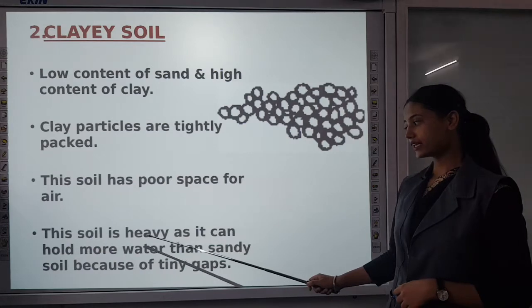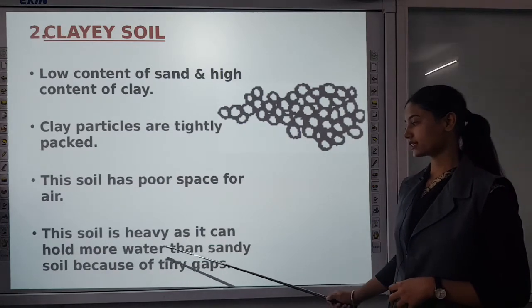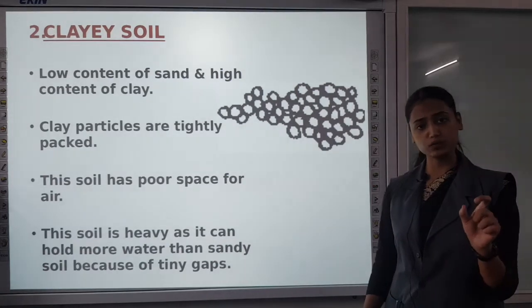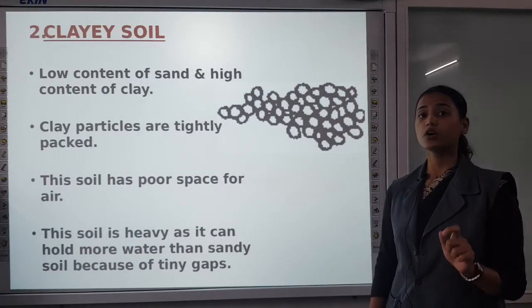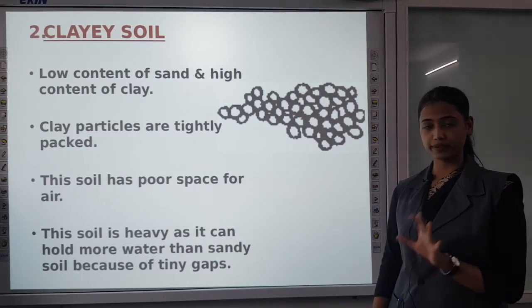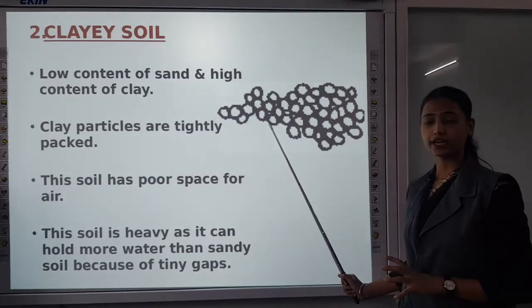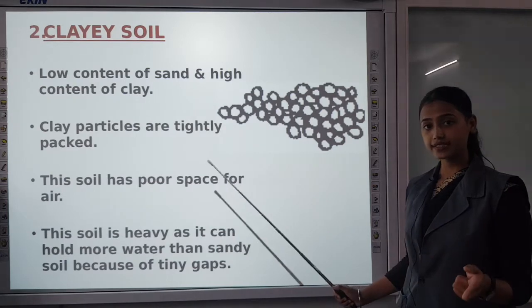This soil is heavy as it can hold more water than sandy soil because of tiny gaps. The very minute, very small gaps are present in which water can be retained. That's why clayey soil is heavier than the sandy soil.